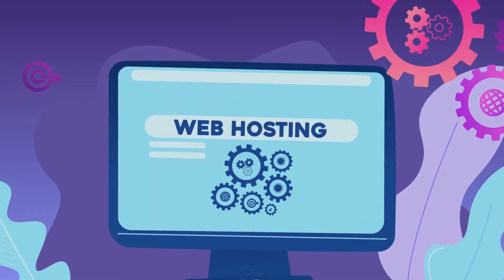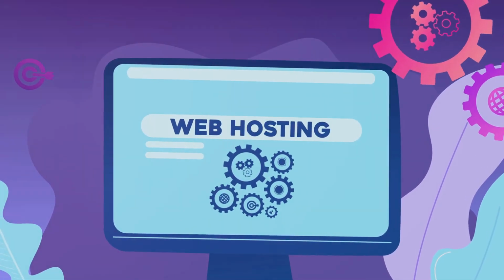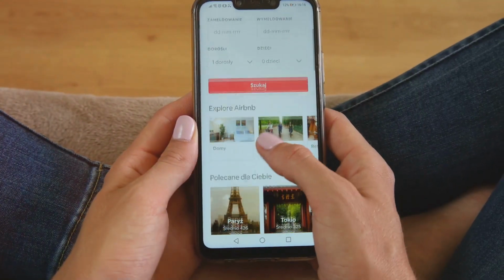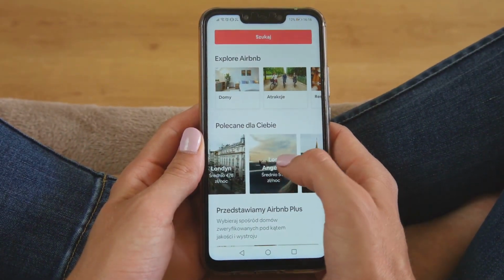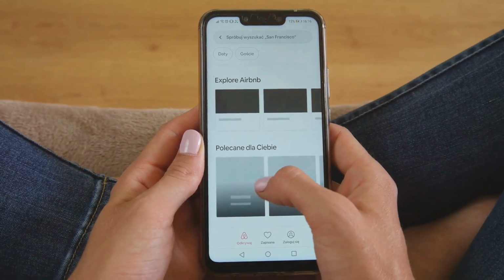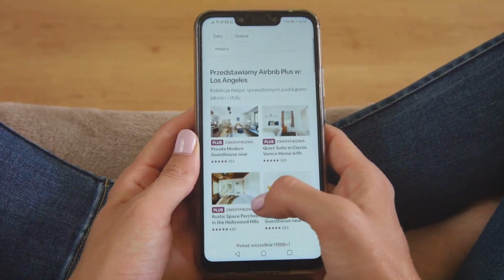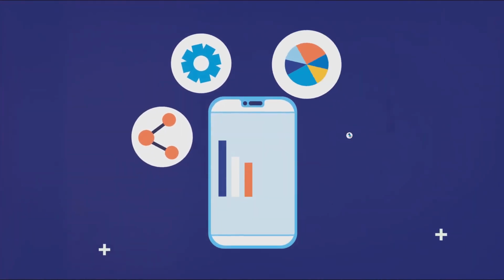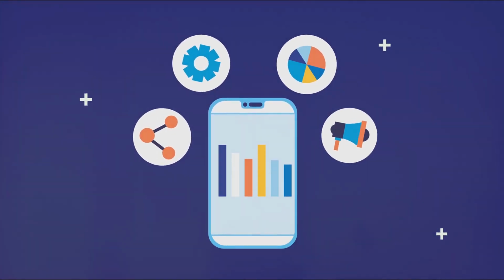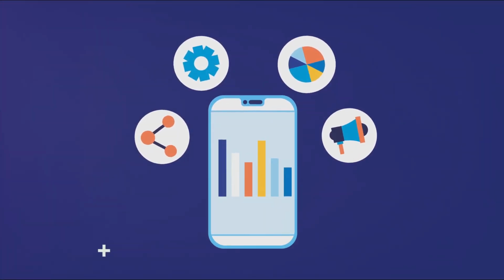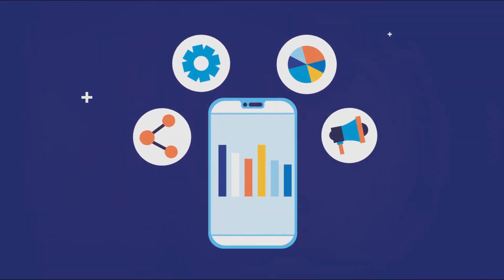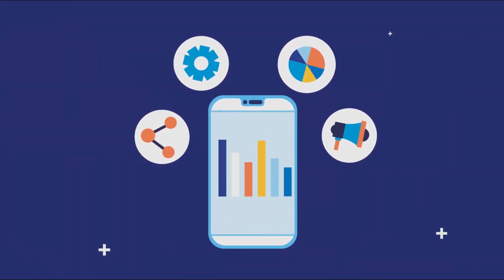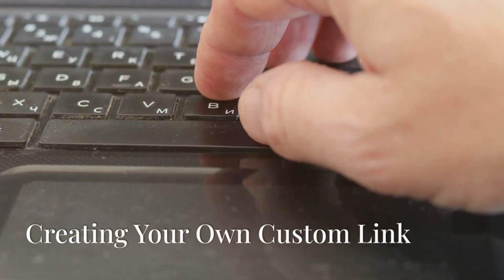Understanding Airbnb custom links for hosts. Airbnb provides hosts with a feature called Custom Links that allows them to create personalized URLs for their listings. These links can be used to easily share their listings with potential guests through various channels such as social media, email, or direct messages. Here's how it works.